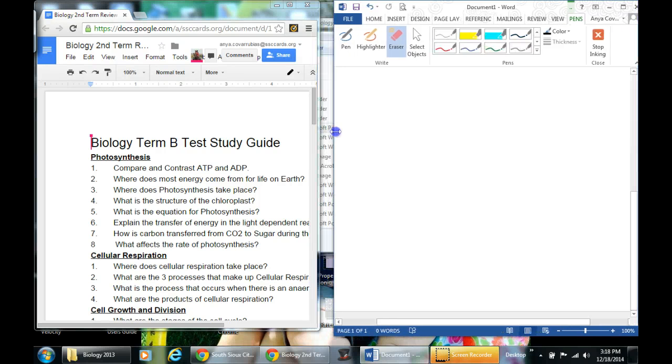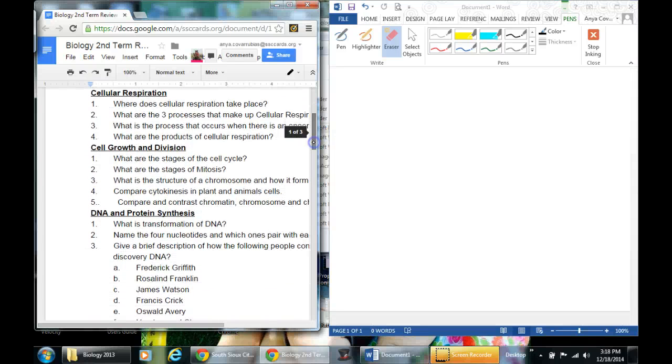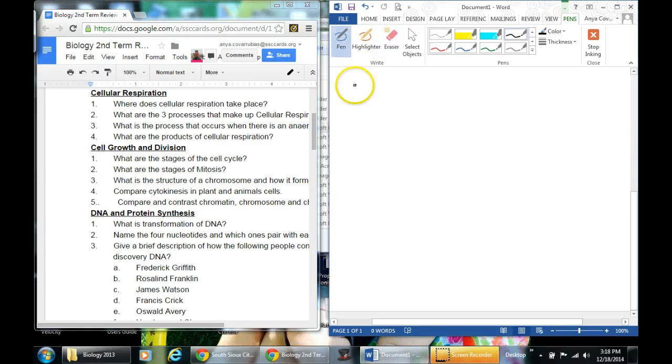Okay, so let's scroll down here and start cellular respiration. Okay, so cellular respiration is going to be what happens in animals, so in animal cells. This is going to be taking place in the mitochondria.